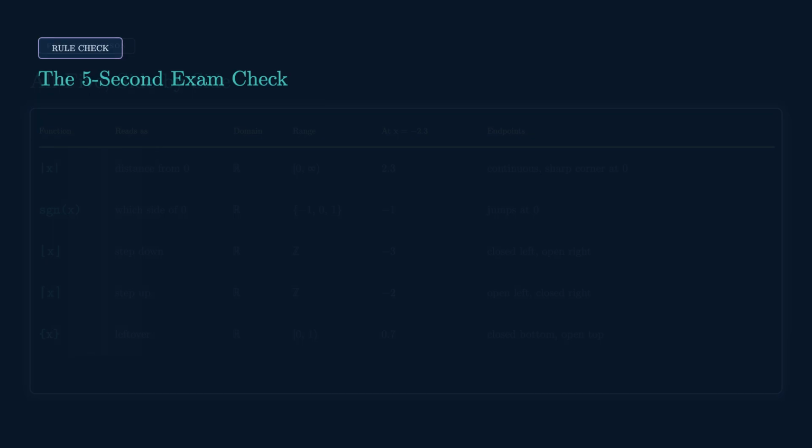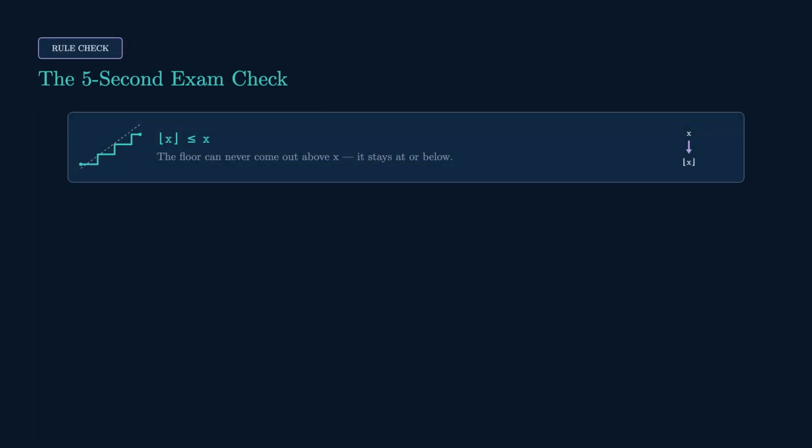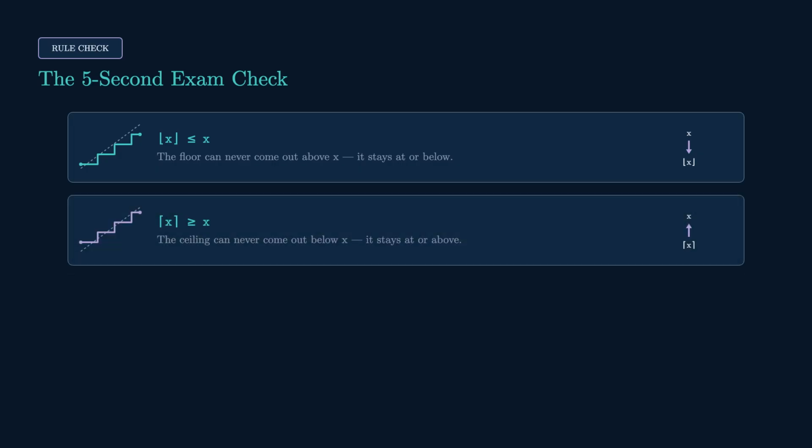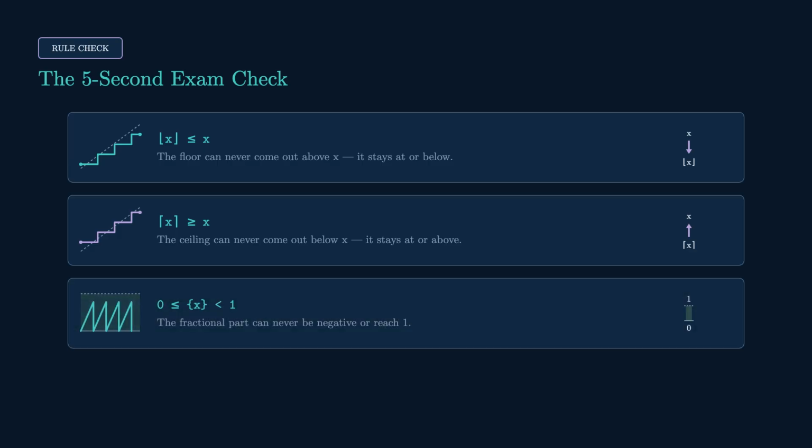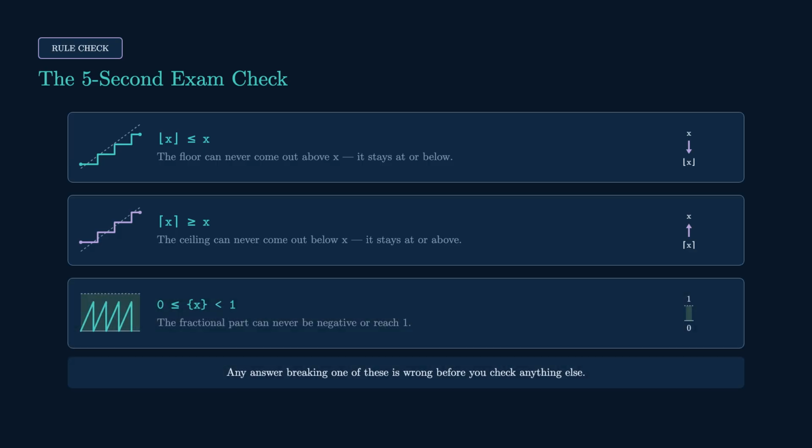Whenever your input is negative, ask whether your answer is on the correct side of it. Floor can never come out above x, ceiling can never come out below it. And fractional part can never be negative and can never reach 1. That's the 5-second check. Any answer that breaks one of those three is wrong before you've verified anything else. You don't even need to redo the arithmetic, you just know.